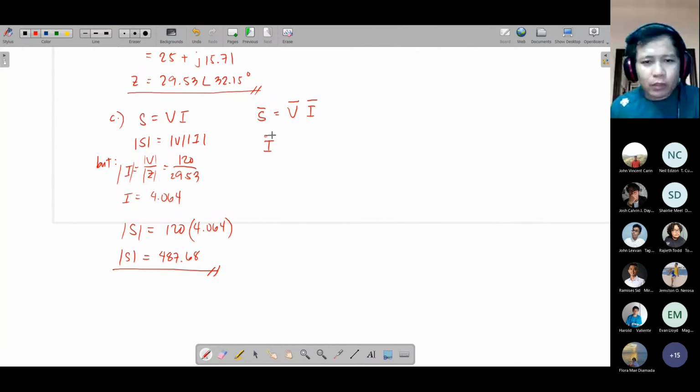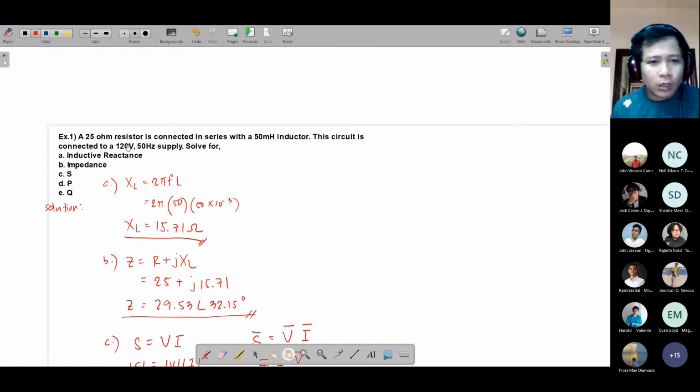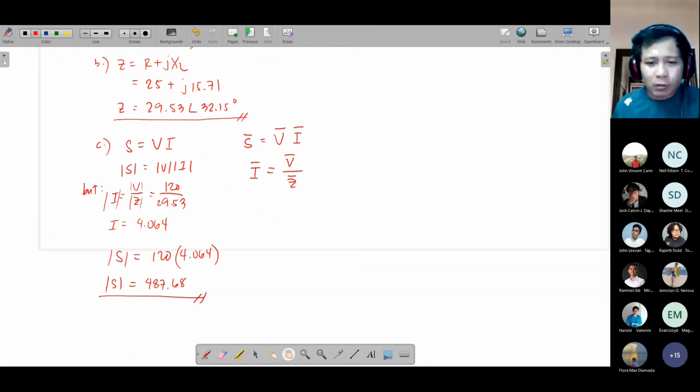So, how do we solve for the vector quantity of the current? Of course, the vector quantity of the voltage divided by the vector quantity of the impedance. Now, sir, how do we get the vector quantity of the voltage when the given is 120 volts? Where nothing is written, don't you worry. If there is no angle written, it is automatically at an angle of 0. Automatic. As long as nothing else is written, that is 120 at an angle of 0.